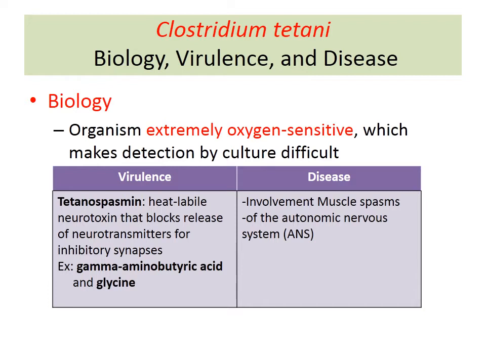It blocks release of neurotransmitters from inhibitory synapses. So it basically blocks GABA. You remember your autonomic nervous system, and basically you know that GABA and glycine are the inhibitory neurotransmitters. So if it blocks that, the contraction phase will be enlarged. Okay.